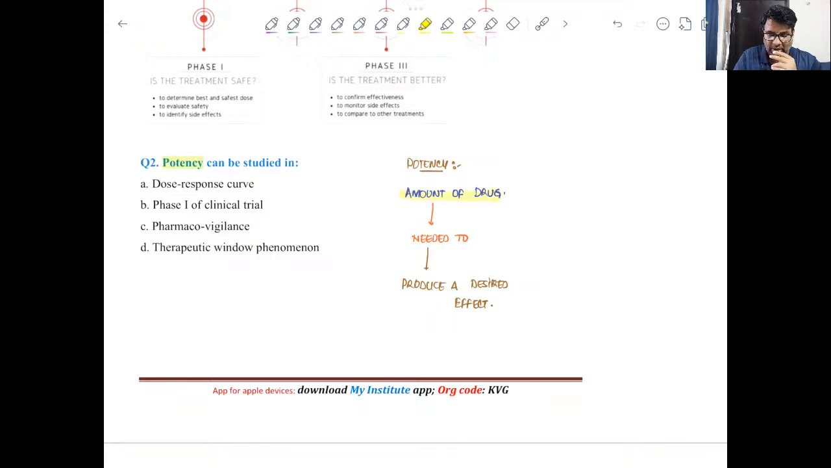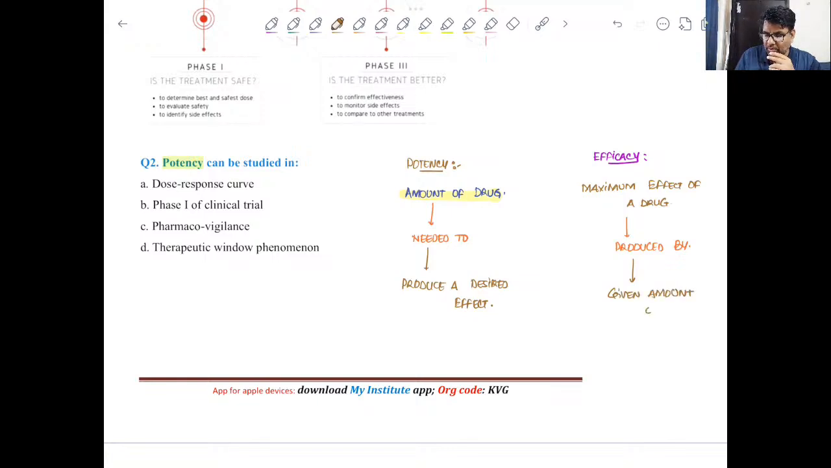Now there is one more term, and that is efficacy. What is efficacy? Efficacy is the maximum effect of a drug. Clear? So it is the maximum effect of a drug which is produced by a given amount of drug.